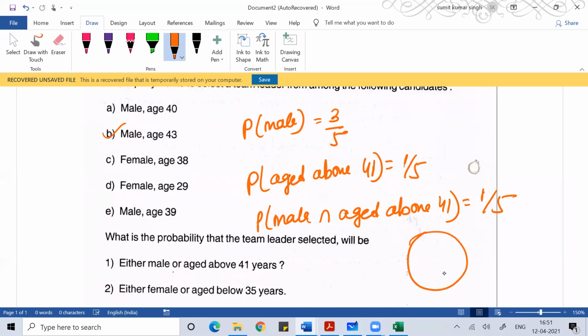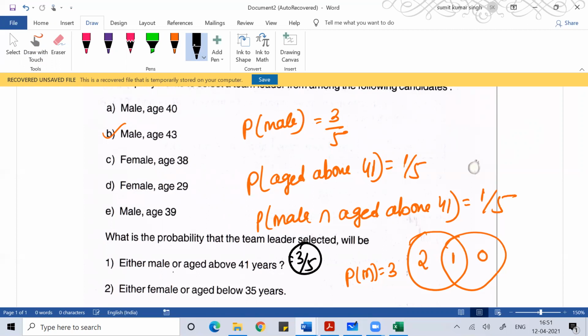You draw the diagram of this. So male is 3 by 5. This is 3. Where the 2 is here, 1 is here, this is 0. So the actual probability you're looking for is 3 by 5. Male is 3 by 5, aged above 41 is 1 by 5, and male and aged above 41 is 1 by 5.